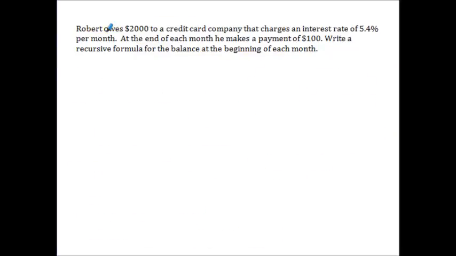Robert owes $2,000 to a credit card company that charges an interest rate of 5.4% per month. At the end of each month, he makes a payment of $100. Write a recursive formula for the balance at the beginning of each month. So we have our a sub 1. A sub 1 is equal to 2,000.